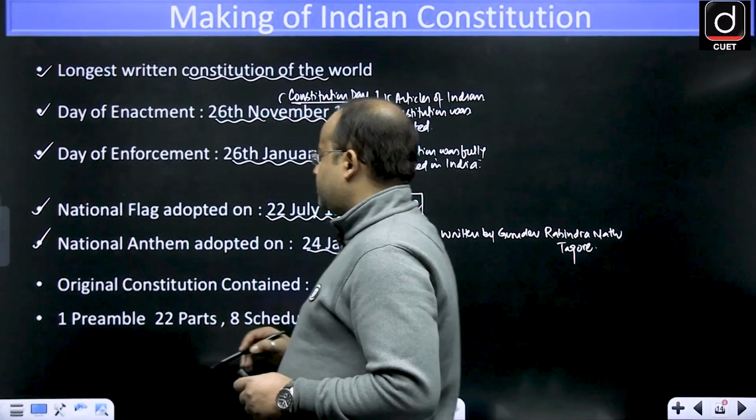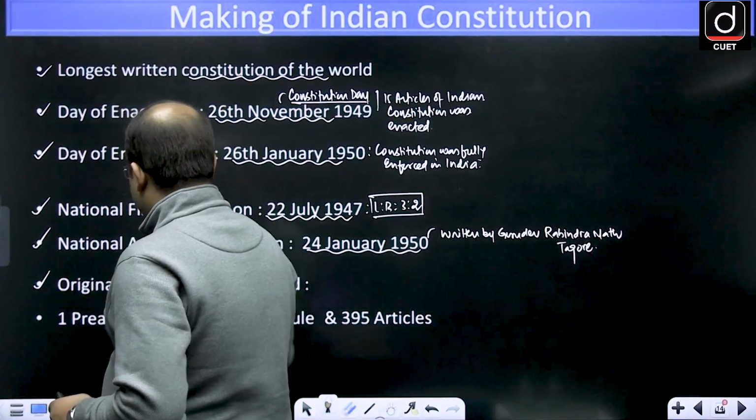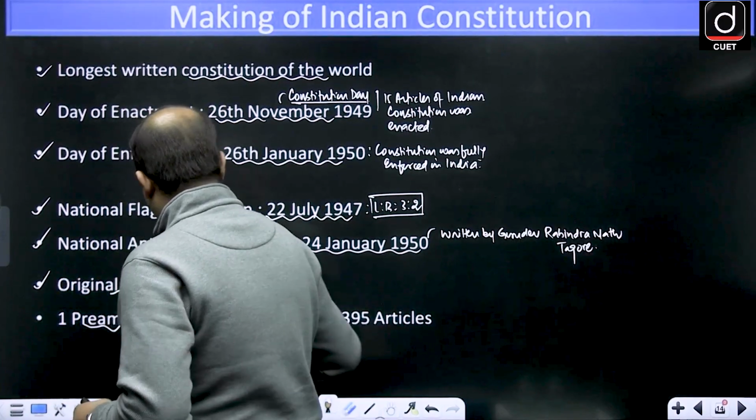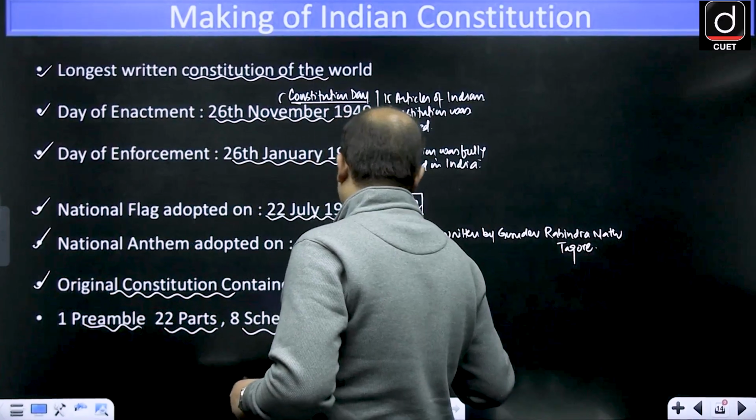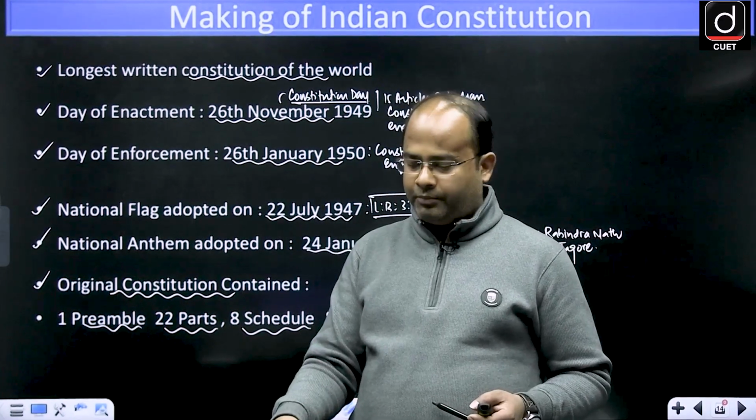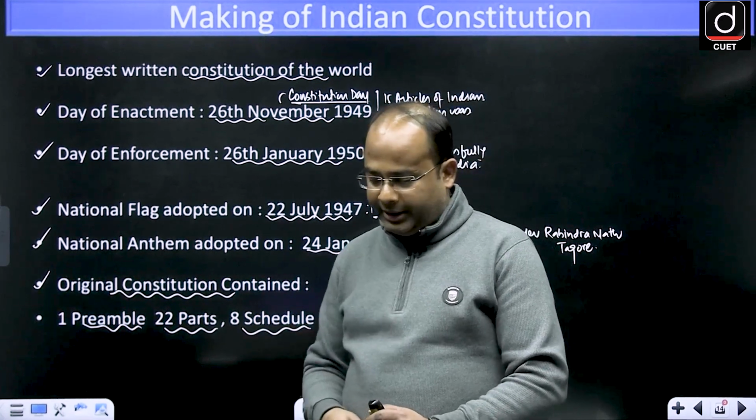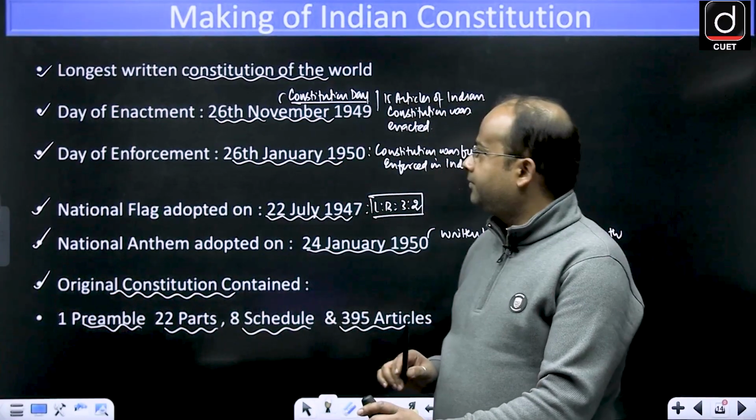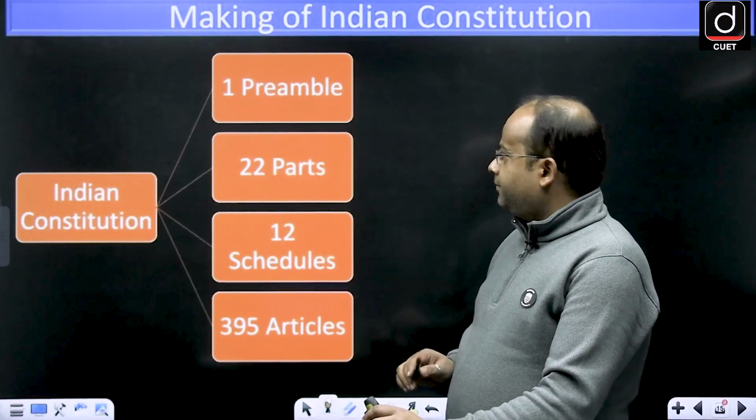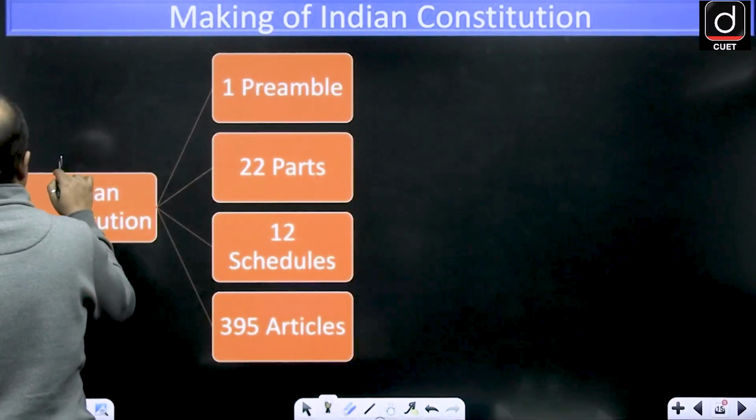And what does the original constitution contain? The original constitution contains one preamble, 22 parts, 8 schedules and 395 articles. Next we have the present situation of the Indian Constitution.